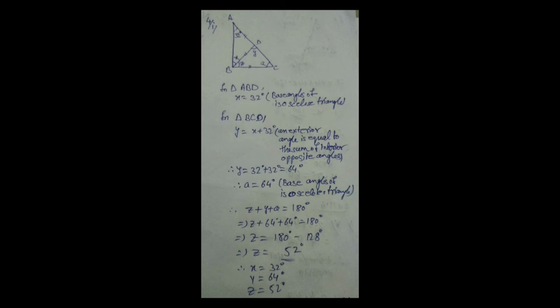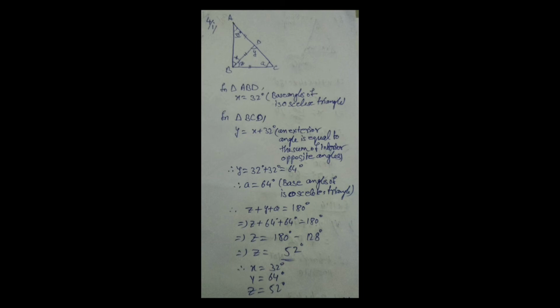Now come to triangle BDC. The value of y will be equal to x plus 32. Why? Because we know a property of triangle, that an exterior angle is equal to the sum of its interior opposite angles. So the value of y will be 64 degree. Now come to this triangle ADC. If the value of y is 64 degree, so the value of A will also be 64 degree. Why? Same property as base angles of isosceles triangle.